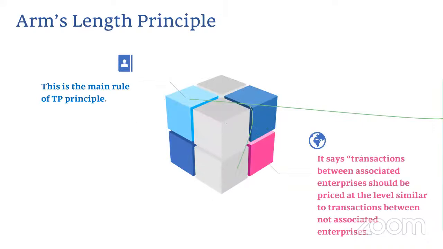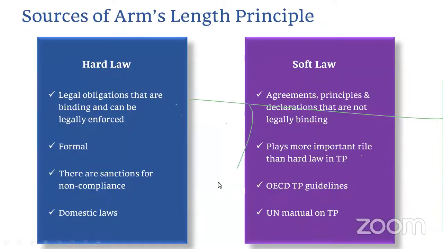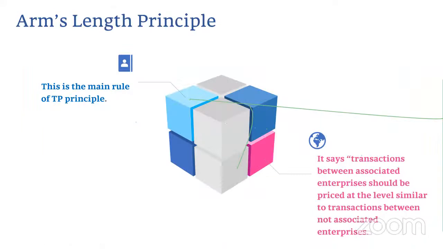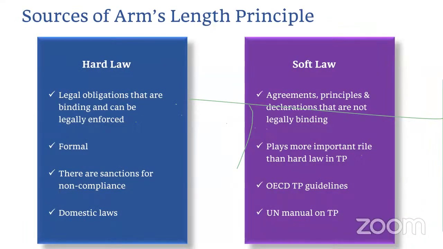Now, the arm's length principle, which is the main rule of TP, what does it say? It says transactions between associated enterprises should be priced at a level similar to transactions between non-associated enterprises. That is what it says. That's the arm's length principle. And now we need to know what the sources of this arm's length principle are.